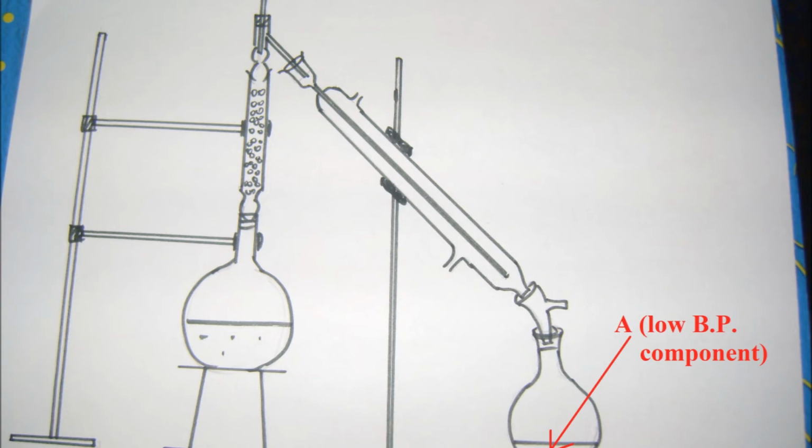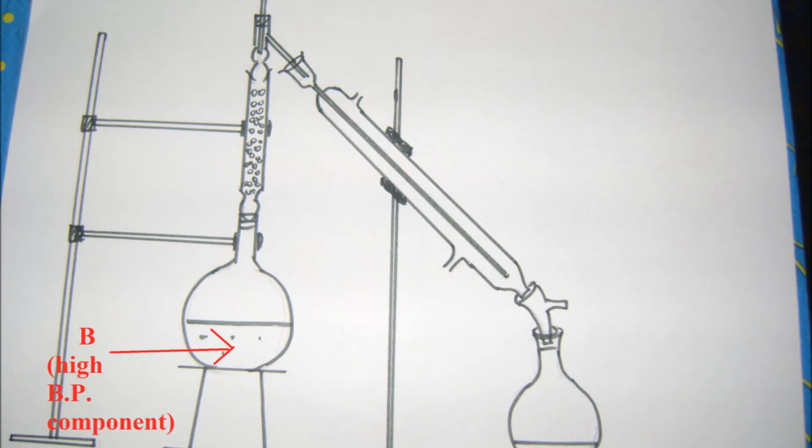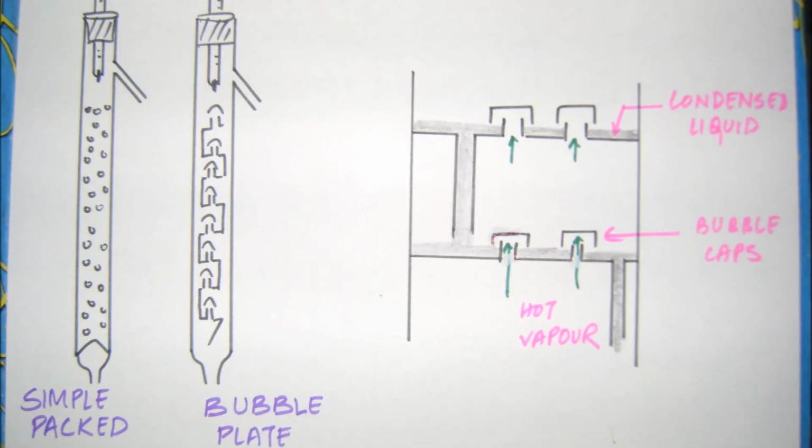In this way we can collect the pure form of the low boiling component, that is A, and the rest, which we have not collected, is the component B, the high boiling component, which will remain in the first round bottom flask. In this way we can separate two liquids having comparable boiling points.